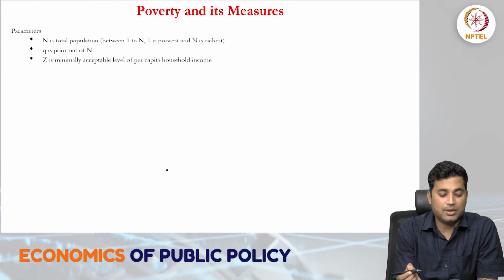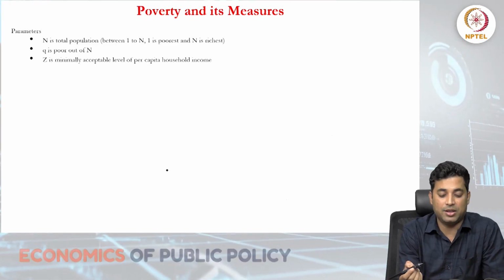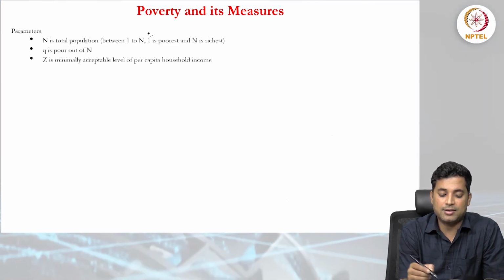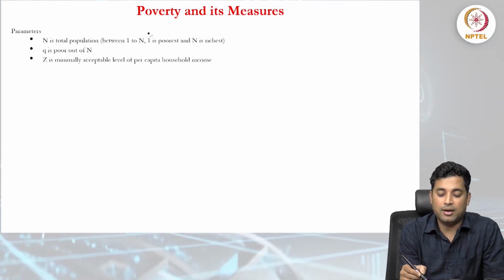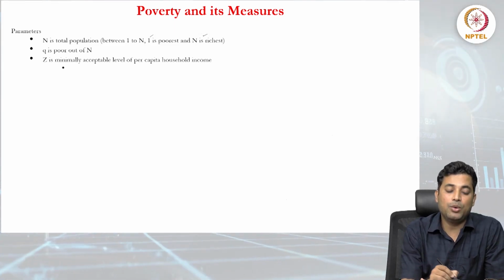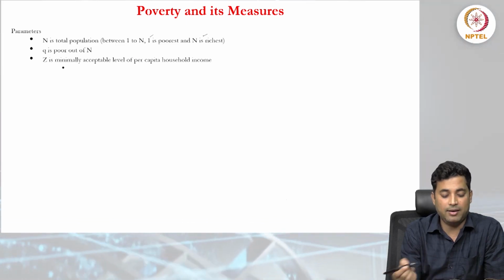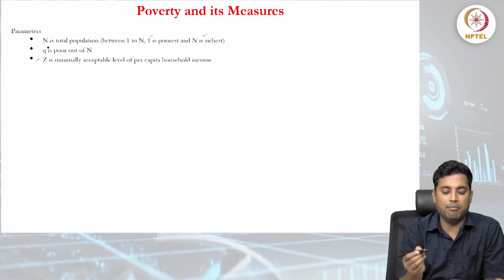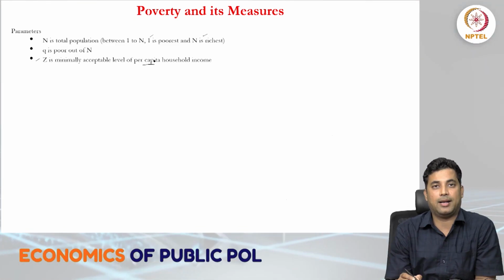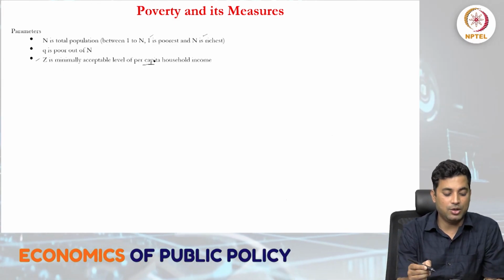Suppose the parameters that we have taken: capital N is the total population, between 1 and N, where 1 is considered the poorest and N is the richest in the total population. Small q is the number of poor households or poor individuals out of N, and Z is the minimally acceptable level of per capita household income. So this is the threshold level of income that we have taken into account.